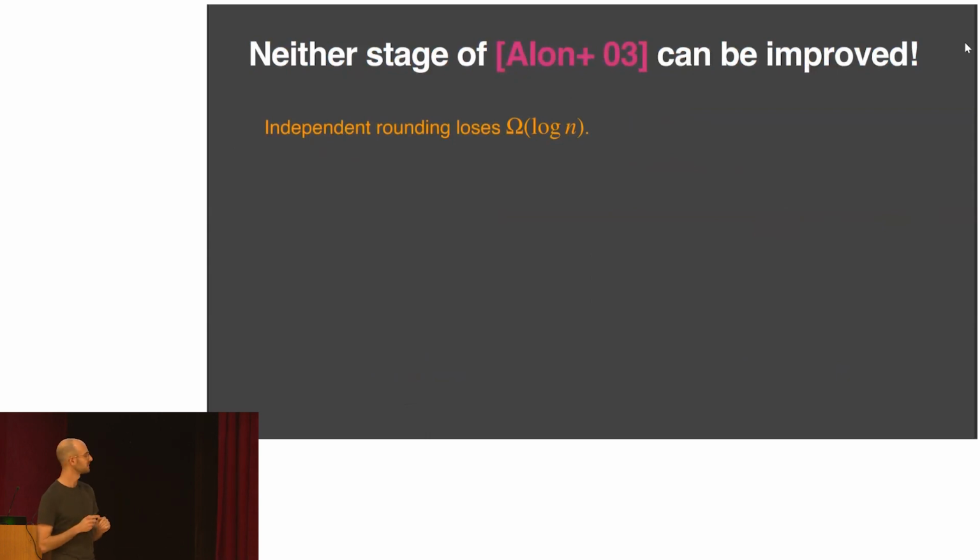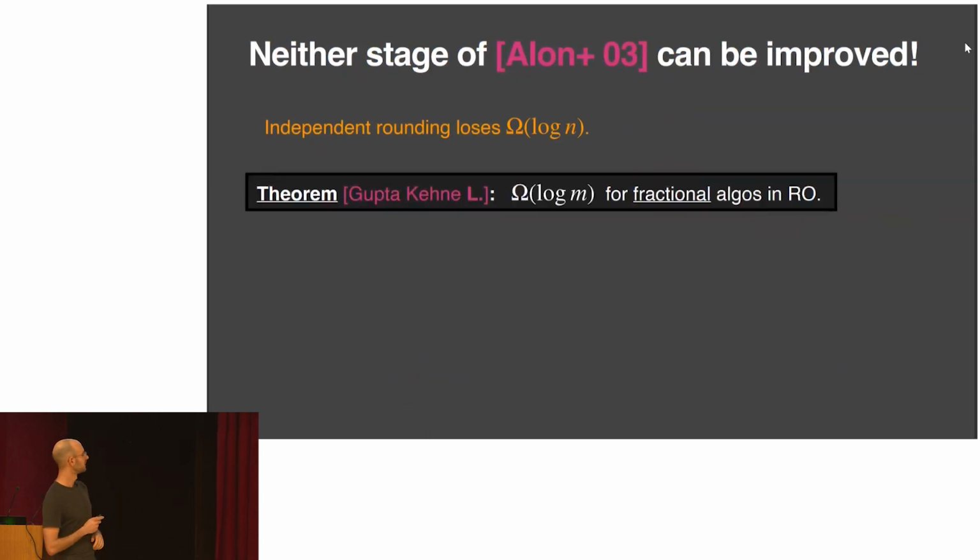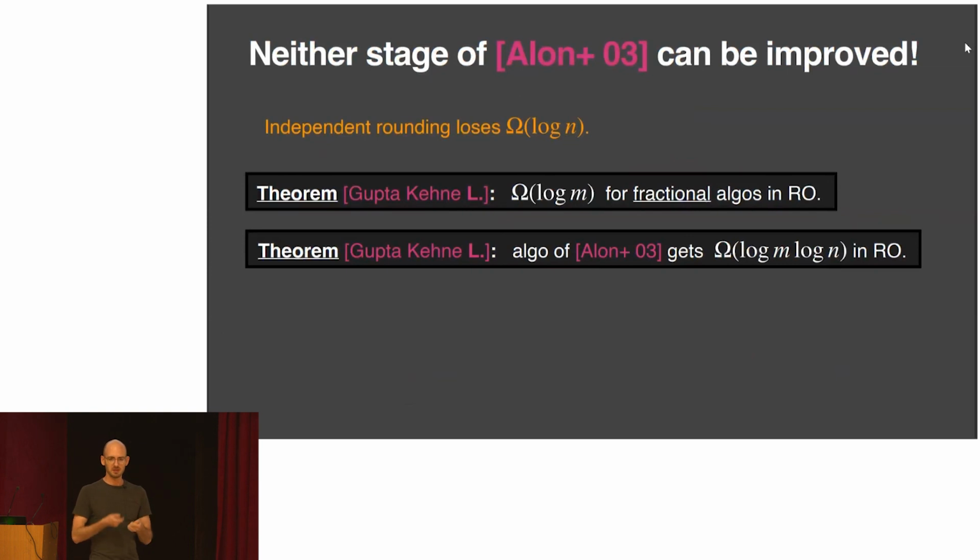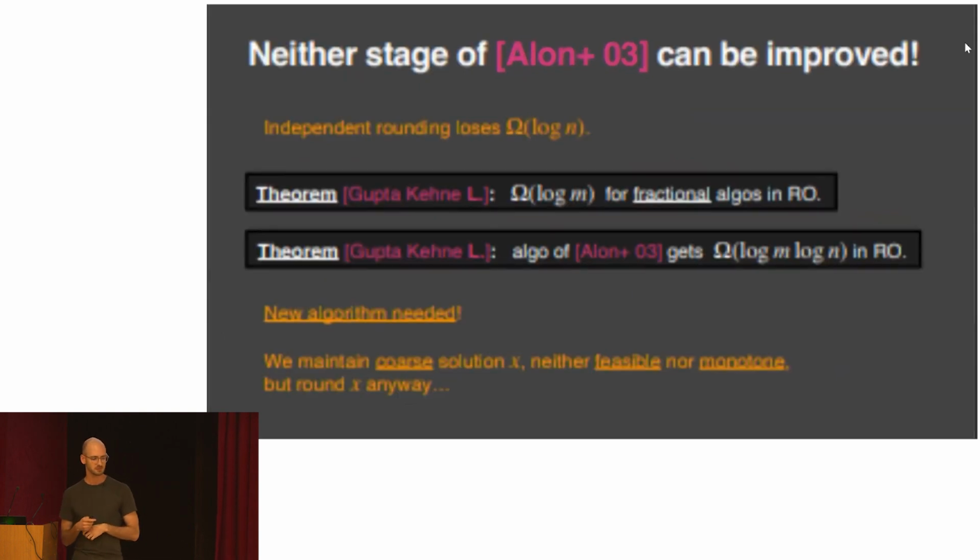No way to avoid this if you're going to do a union bound. What we show is that even if you're maintaining a fractional solution in random order, you have to lose the log m. So in other words, neither of these two stages can be improved in random order. And it's not just that the analysis is broken. Actually, we can also show that the actual Alon et al. algorithm really does lose this double log on certain instances. So a new algorithm is needed.